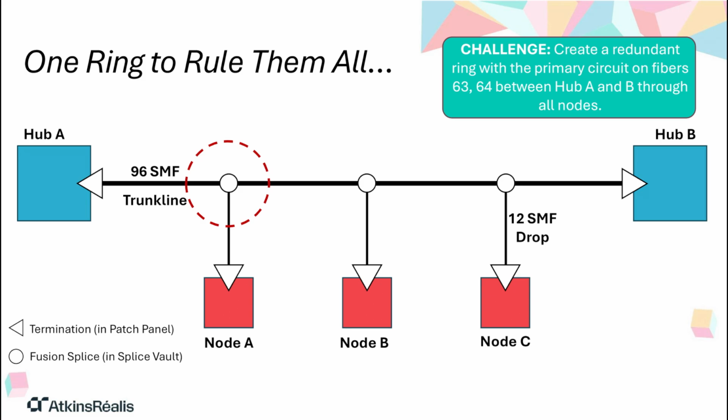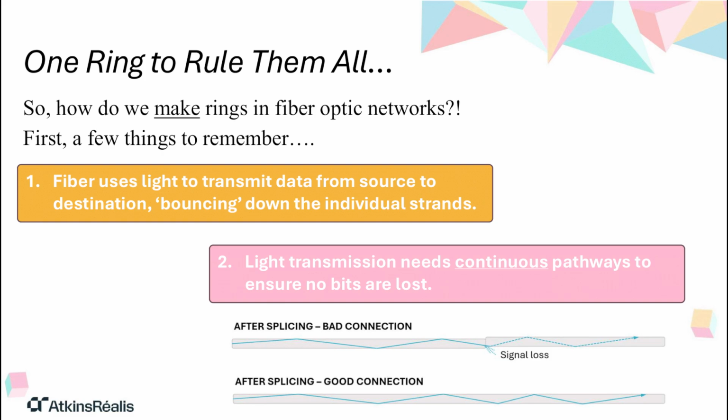First, just a couple of quick reminders. One, fiber uses light, and light needs a continuous, unbroken path. Any break, any gap means data loss. Got it, continuous path. Two, we find specific fibers using the standard color code for buffer tubes and the fibers inside them. So fiber 63 and 64 would be the green and brown fibers within the white buffer tube. Okay, white tube, green and brown fibers.